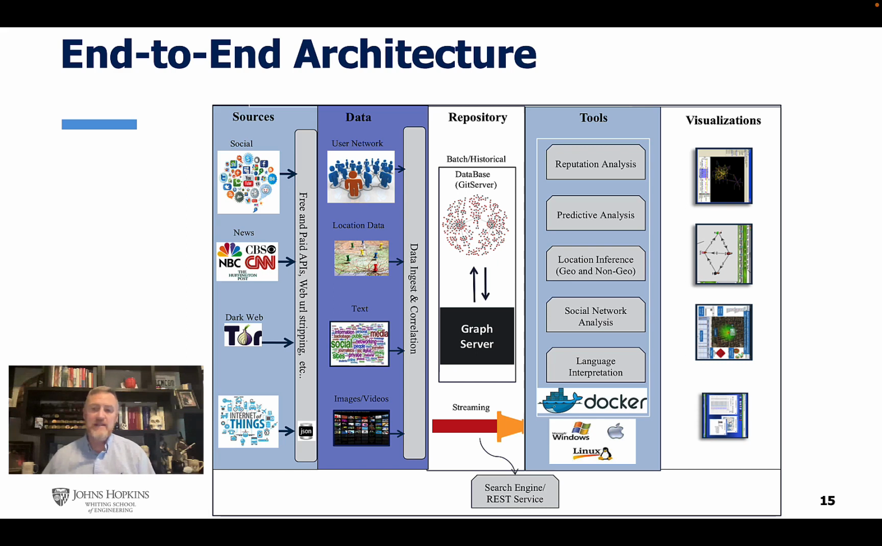And then for analyzing those, we have a lot of tools, right? There's reputation analysis, predictive analysis, what links you're going to form, how's the network going to evolve. We have location inference, we have social network analysis, language interpretation, right? There's a lot of different tools that you can use. And then there's a lot of different ways in which we can visualize those. And so this is kind of the end-to-end architecture of how we go from this raw data and bring it into products or insights that might be useful or interesting to potential clients or scientists.